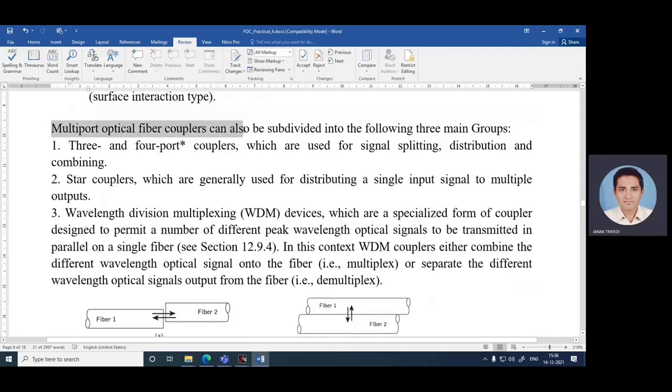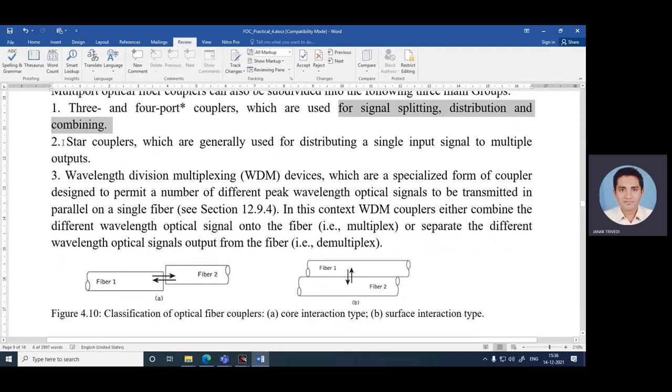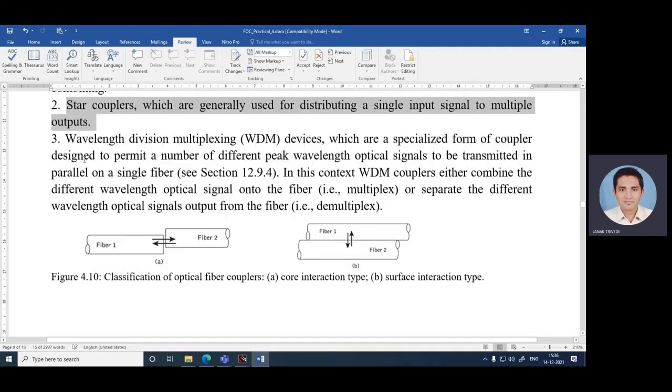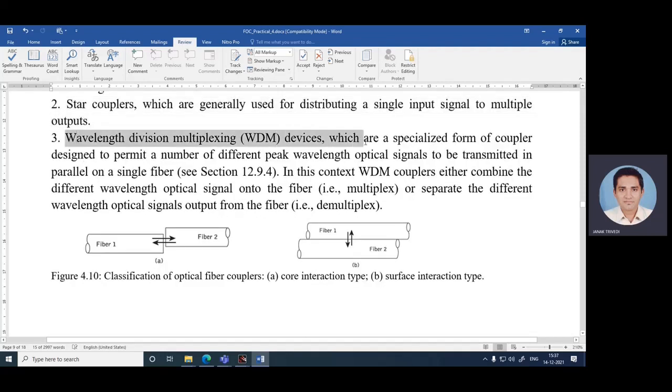Multi-port optical fiber couplers can also be subdivided into the following three main groups. First, 3 and 4 port couplers, which are used for signal splitting, distribution and combining. Star couplers, which are used for distributing a single input signal to multiple outputs. Wavelength division multiplexing devices, which are a specialized form of coupler designed to permit a number of different peak wavelength optical signals to be transmitted in parallel on a single fiber.